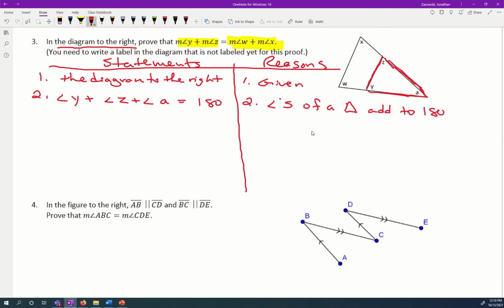Grace, how are we incorporating W and X here? Oh, another triangle, right? This outside one is also a triangle. So what equation, Grace, can you create now?